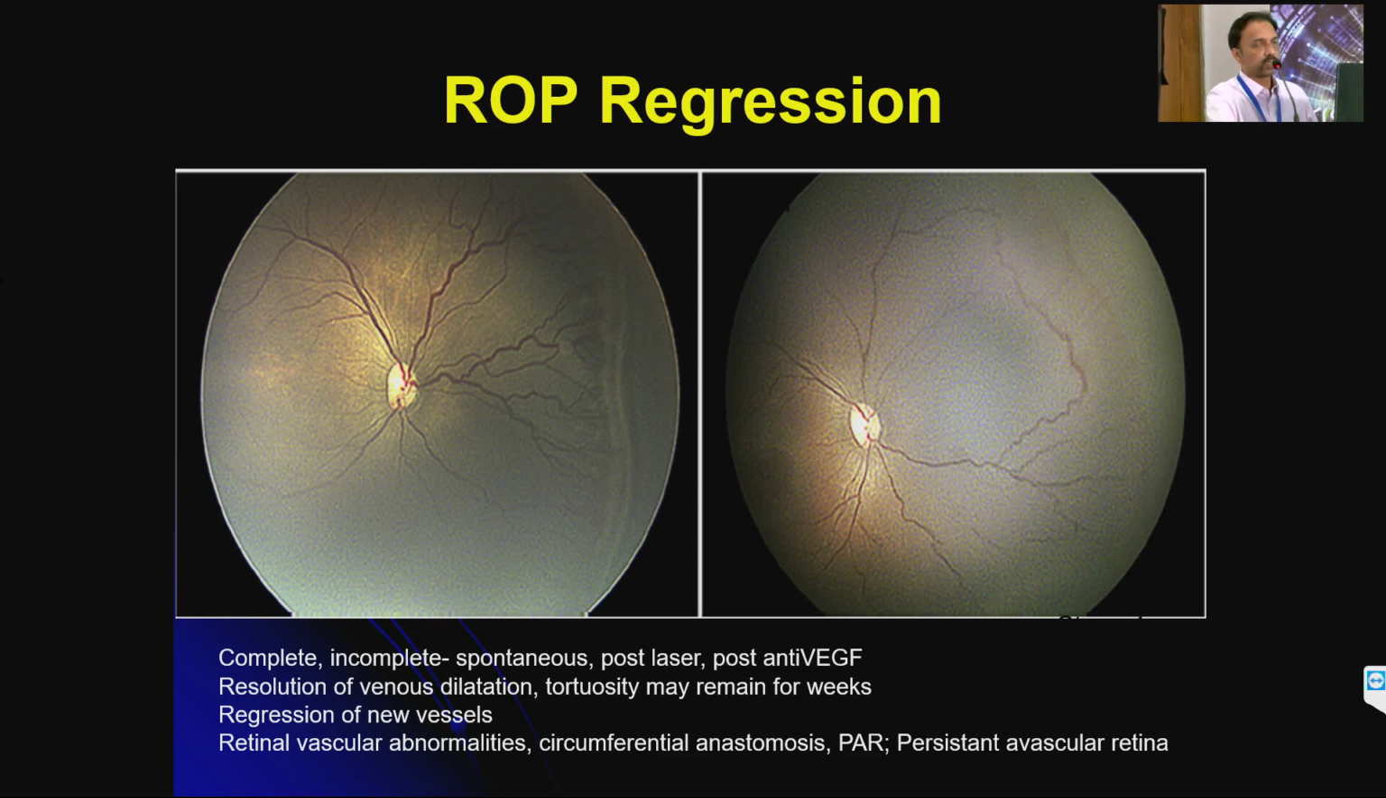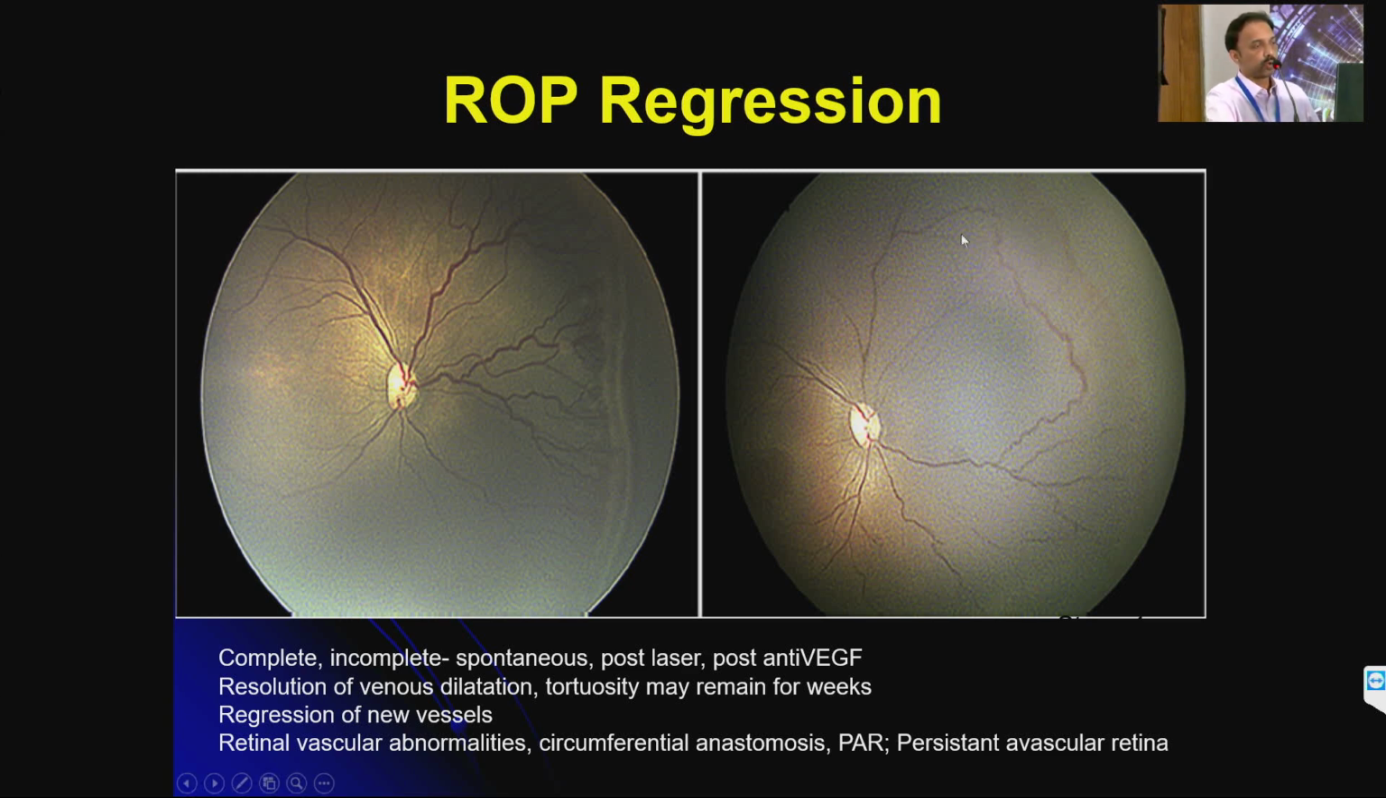They also define the term ROP regression. Now that we have anti-VEGF, we see a lot of patients undergoing regression. So how do you define regression? They said it could be complete or incomplete, it could be spontaneous or post-treatment, and this is characterized by resolution of the venous dilatation. The tortuosity of vessels may take some more time to resolve. The first thing that you see is just resolution of the venous dilatation and regression of new vessels, of course.